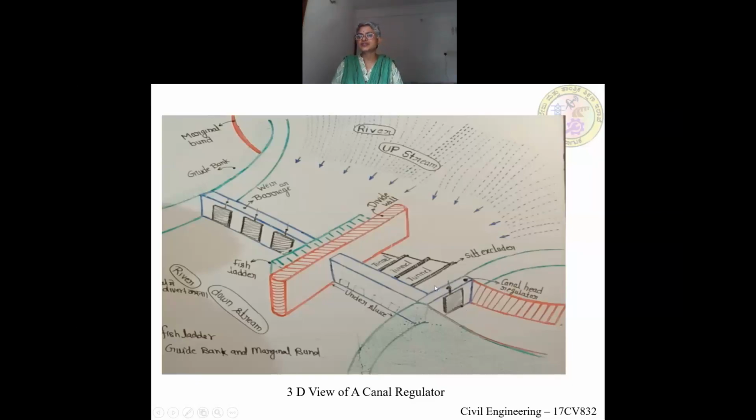If the silt flows into the canal, its discharge capacity will get reduced. Therefore, the silt has to be avoided.